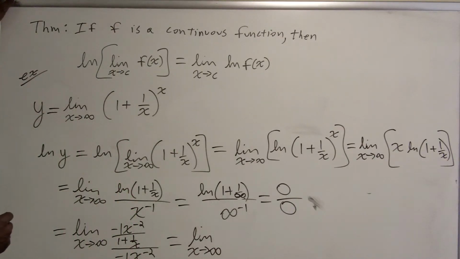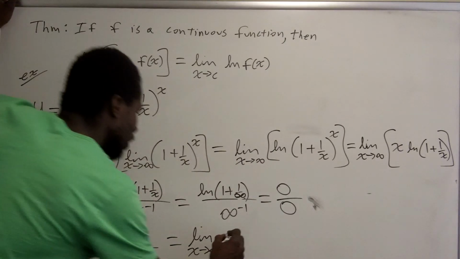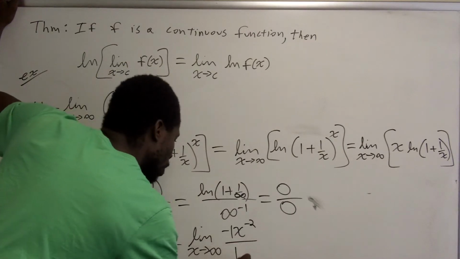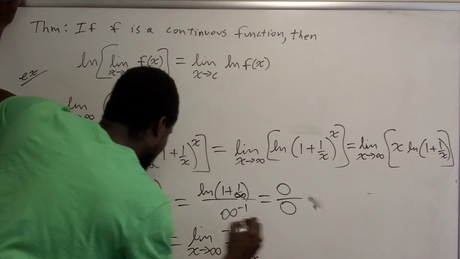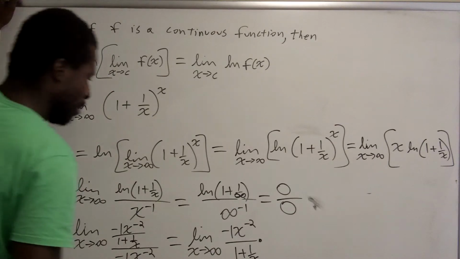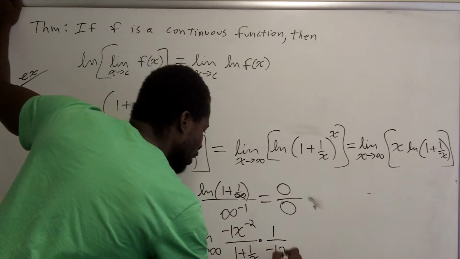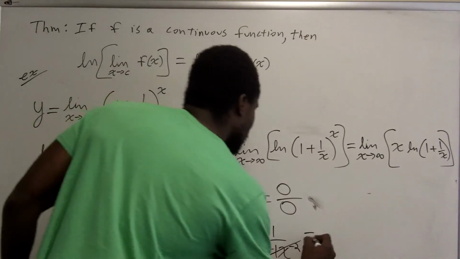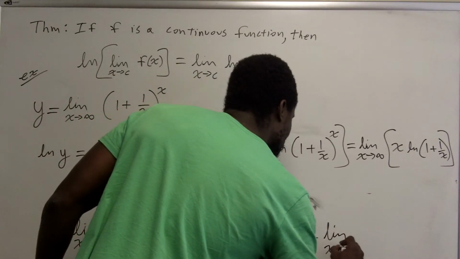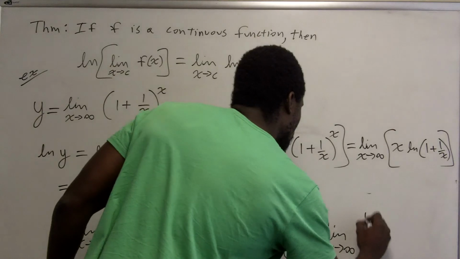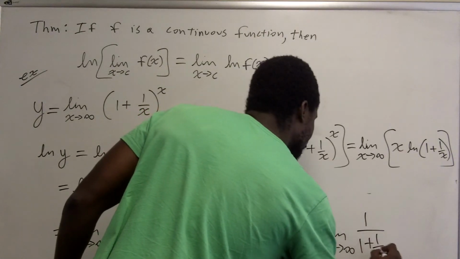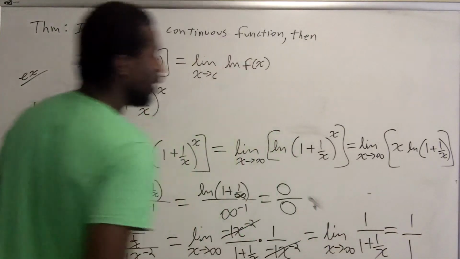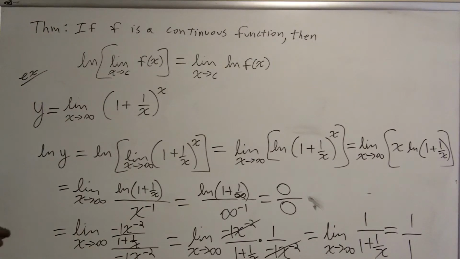And let's see what we have here. This will be negative 1 times x to the negative 2 power over 1 plus 1 over x, multiplied by, and then I'm going to flip the bottom over and multiply, 1 over negative 1 times x to the negative 2 power. Those are going to cancel out. And I'm going to get that this is equal to the limit as x approaches infinity of 1 over 1 plus 1 over x. And upon direct substitution, that becomes just 1 over 1. And there I've calculated the limit.